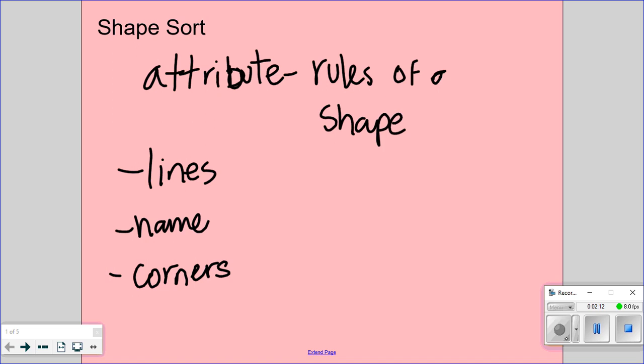You may or may not have finished. That's okay. Stop sorting. Hands off the shapes. What were some categories or some attributes that you sorted by? What were the names of your piles that you were trying to categorize these shapes? Sean, give me one. We separated them into how many lines they have.